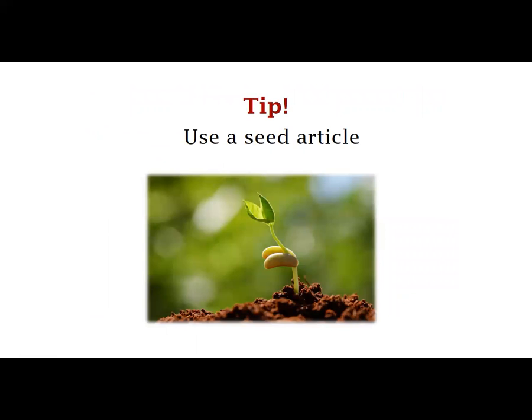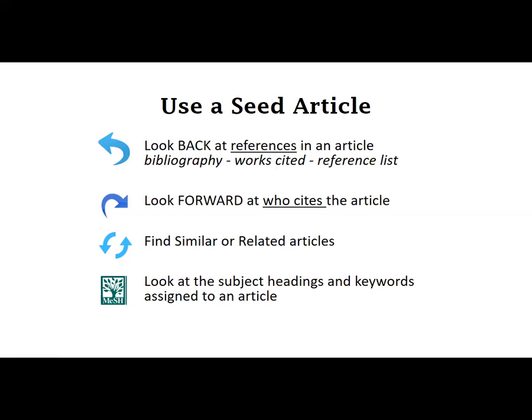One thing that can be really helpful is to use a seed article. If you do some quick searching and you find one or a few articles that really feel spot on, I think of those as seed articles that can help grow or expand the number of articles that you might be able to take a look at. One relevant citation can be a useful tool. What you can do with one article is you can look backwards, forwards, and all around.